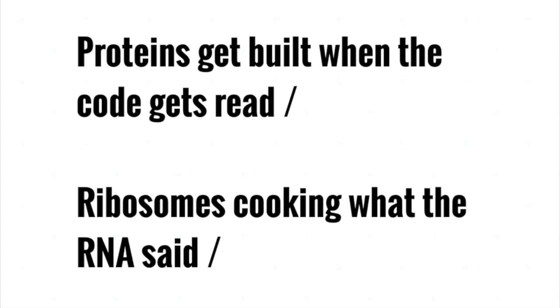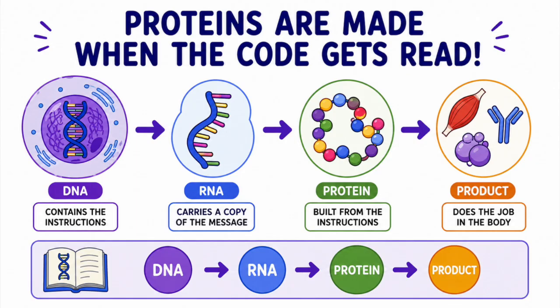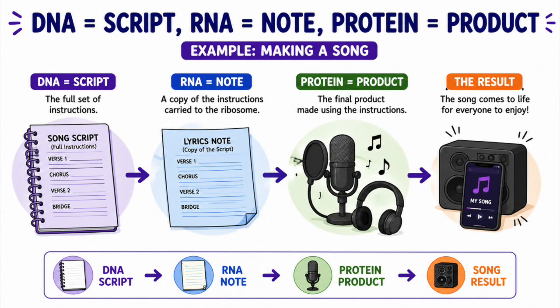Proteins built when the code gets read. Ribosomes cooking what the RNA said. Proteins are built when genetic information is used by the cell. DNA contains the original instructions. RNA carries a copy of those instructions, and ribosomes read the RNA message to build proteins. A helpful mnemonic is DNA equals script, RNA equals note, protein equals product.